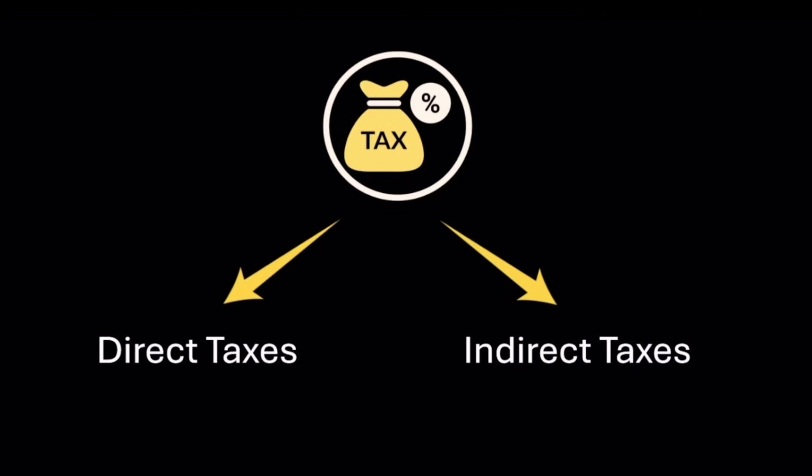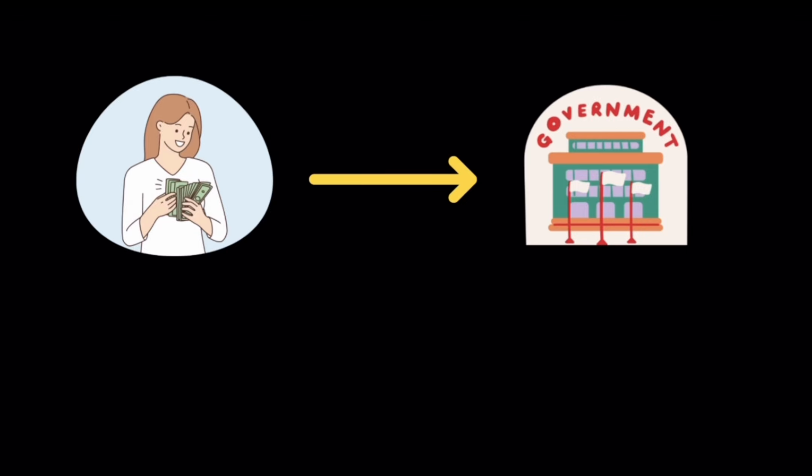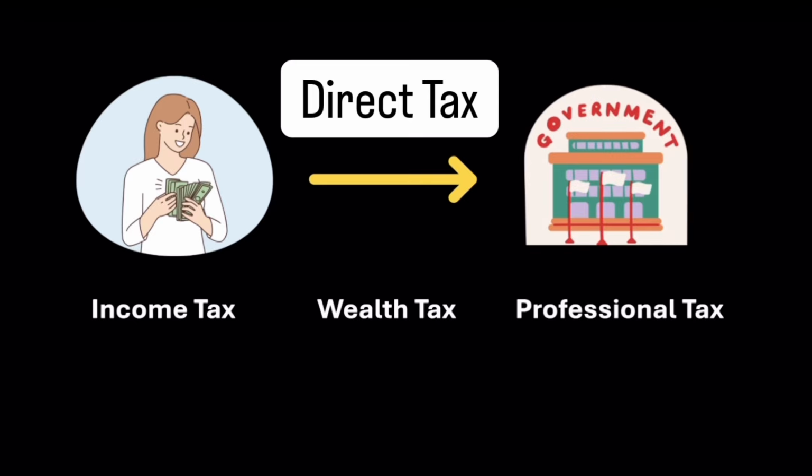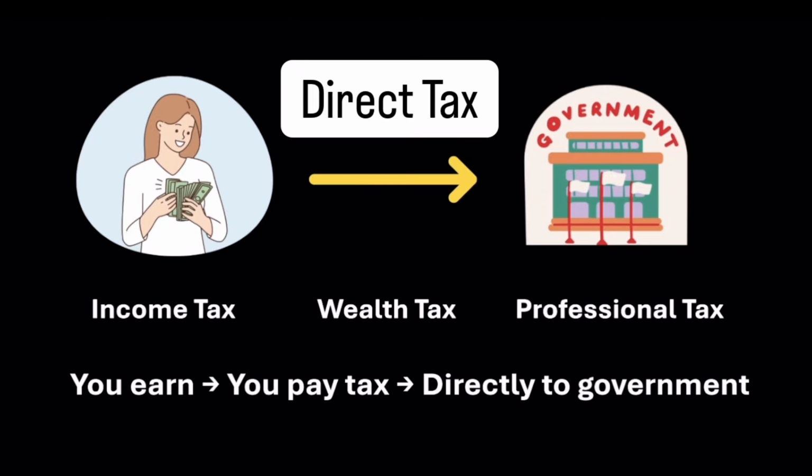Let's understand this with a simple story. Imagine Ria earns a salary every month. At the end of the year, she pays a part of her income directly to the government. Now, this is called a direct tax because the person who earns the income is the one who directly pays the tax. Examples are income tax, wealth tax, professional tax. Now, this is a simple idea. You earn, you pay the tax directly to the government.